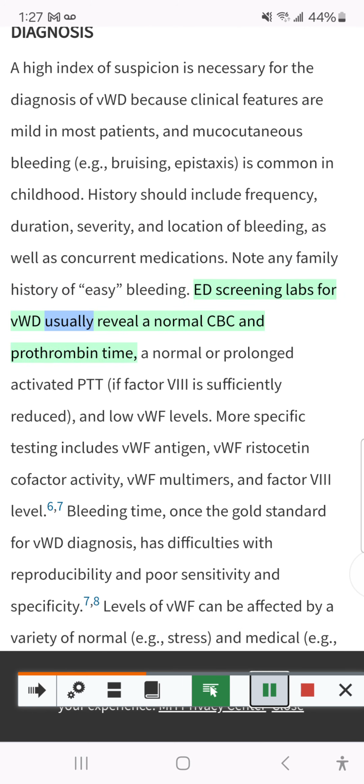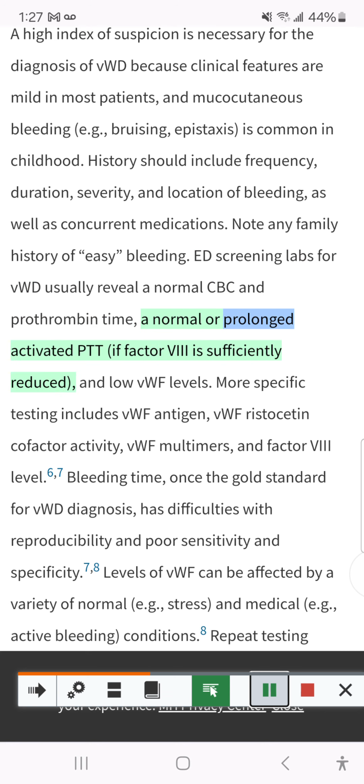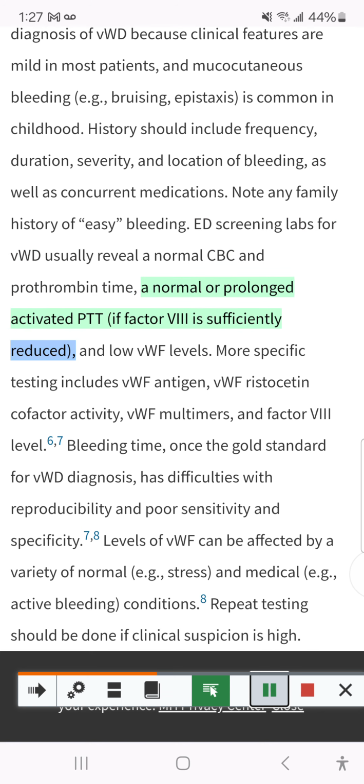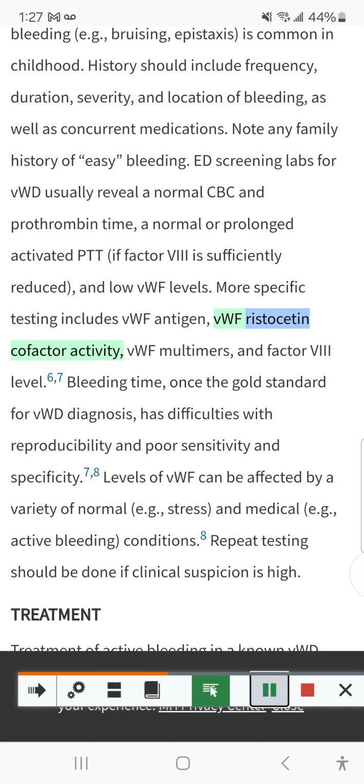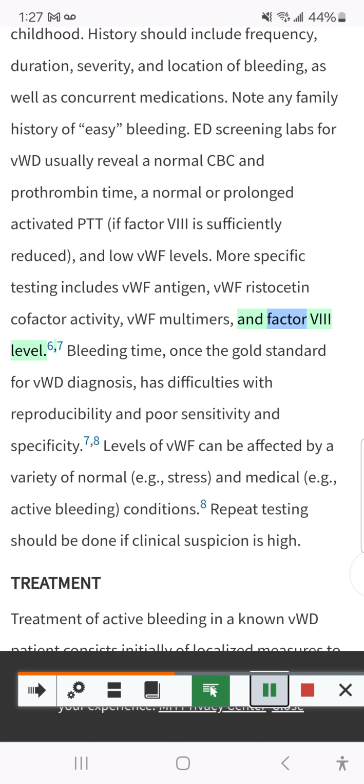ED screening labs for VWD usually reveal a normal CBC and prothrombin time, a normal or prolonged activated PTT, if factor 8 is sufficiently reduced, and low VWF levels. More specific testing includes VWF antigen, VWF ristocetin cofactor activity, VWF multimers, and factor VIII level.